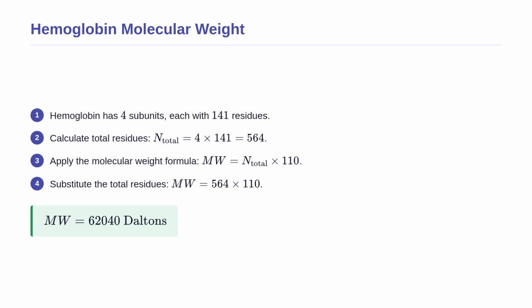For our final step, we multiply this total, 564, by the average weight of one residue, which is 110 Daltons. The mathematical result is 62,040 Daltons. This is a very accurate estimation of hemoglobin's actual molecular weight in the human body.